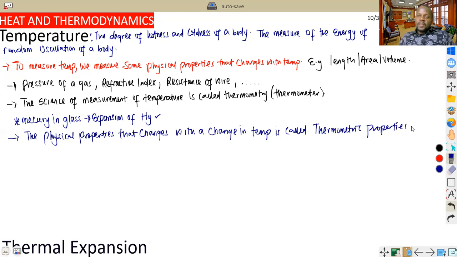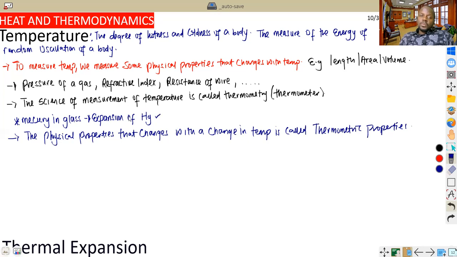Which I have given example of those properties, like pressure of the gas, resistance of wire, refractive index of a gas, length, area, and volume. So this explanation I will just give here for understanding's sake, for you to understand how mercury in glass works.